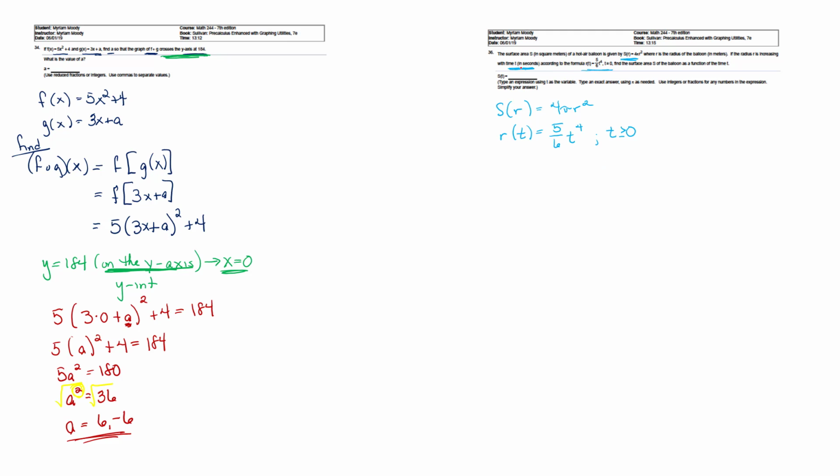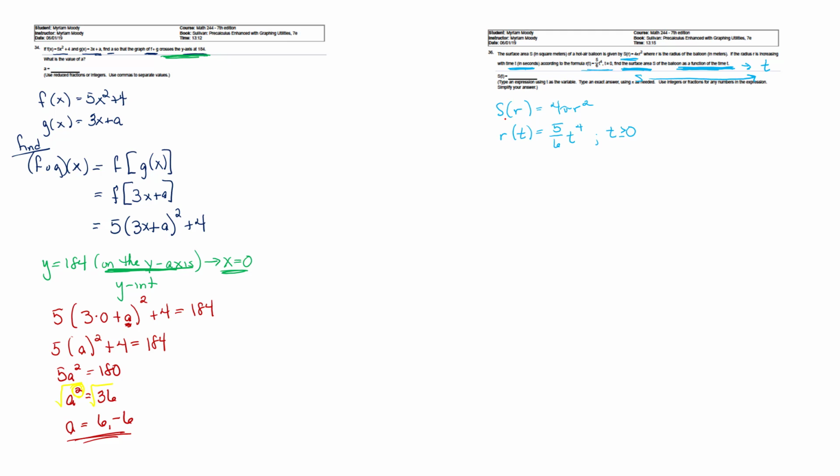Yeah, because t is time, and time is in seconds, and time isn't negative, so that makes sense. So, they want you to find the surface area of the balloon as a function of time. What does that mean? Find the surface area of the balloon as a function of time. That means the only variable that they want to see in your final result is t. They only want to see time. They want the surface area with only t in it.